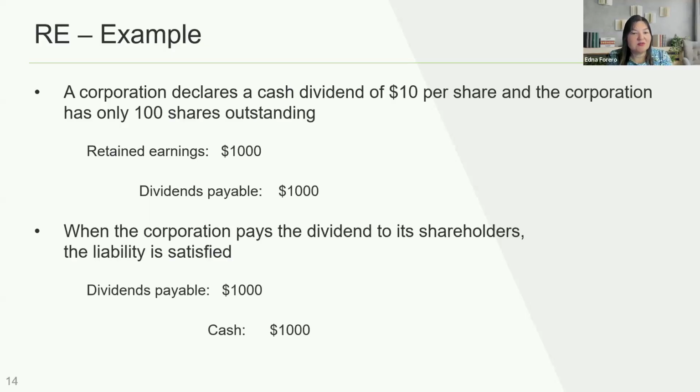So in this case, a corporation declares a cash dividend of $10 per share, and the corporation only has 100 shares outstanding. So retained earnings is $1,000, dividends payable is $1,000. Again, $10 per share times 100 gives us that 1,000. So when the corporation pays a dividend to its shareholders, the liability is satisfied. So now we've got dividends payable of 1,000 and cash of 1,000. Again, thinking as journal entries, you want to make sure that both sides balance there.